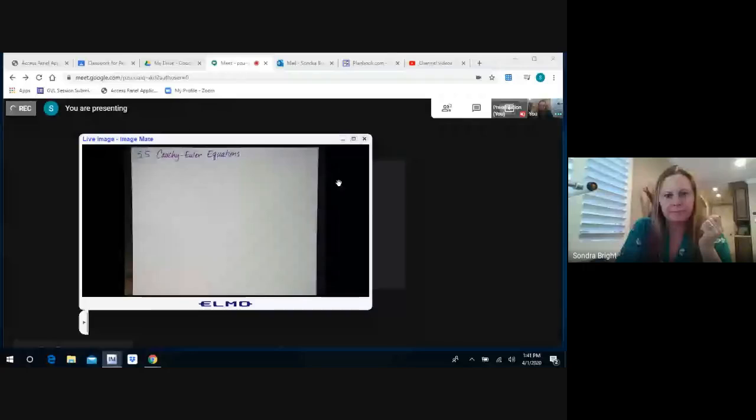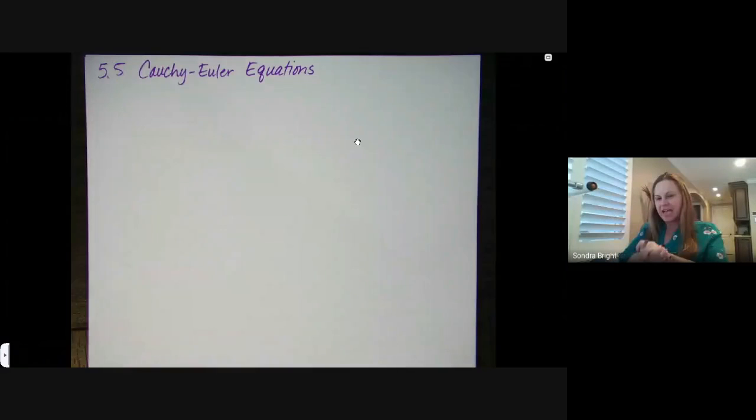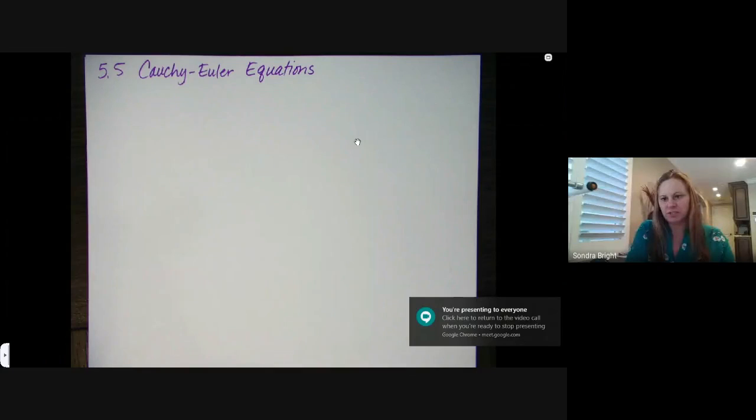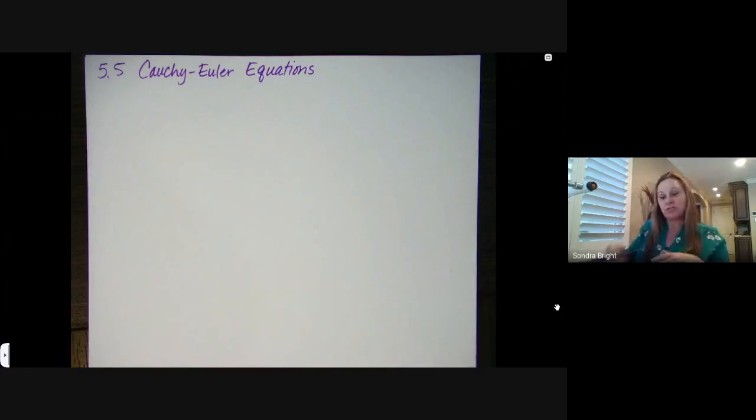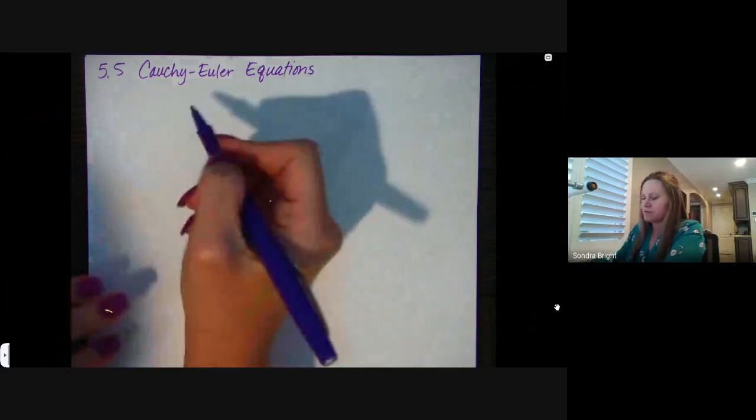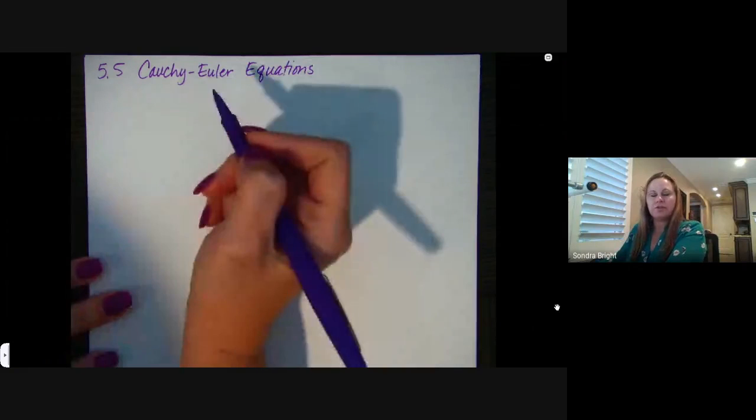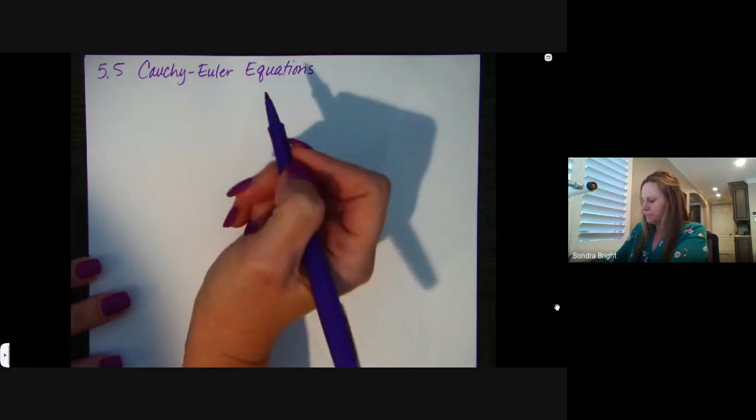Today we're going to do section 5, which is Cauchy-Euler equations. Yesterday we handled it when your coefficients were all constants. What if they're not constants? What if the coefficients are functions? Cauchy-Euler, though, is a specific type of having your coefficients be functions of x. So it actually turns out to be pretty nice.